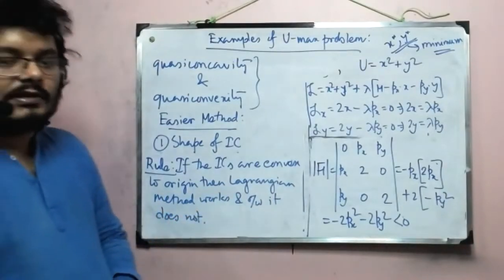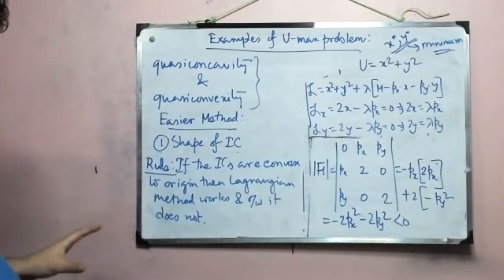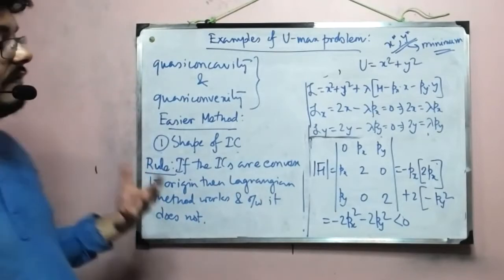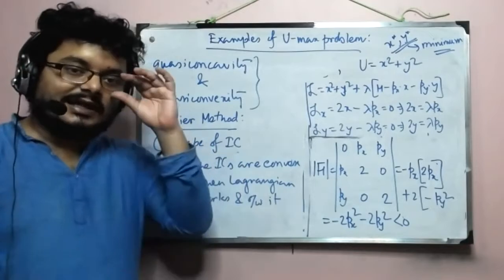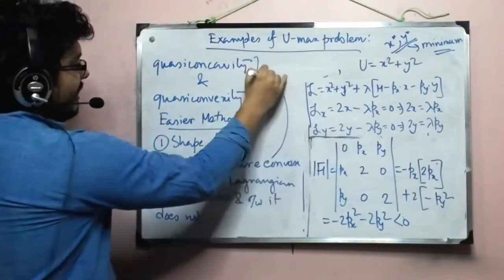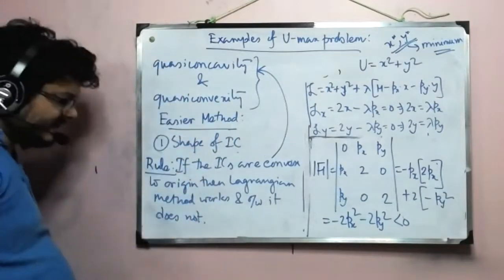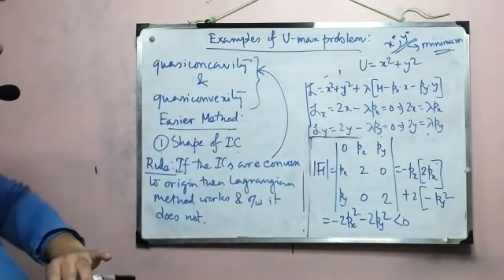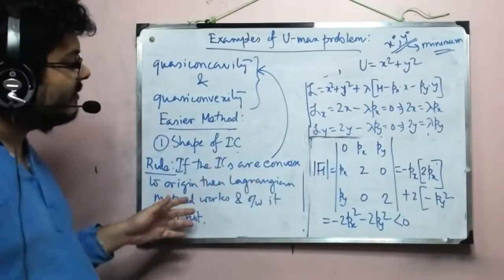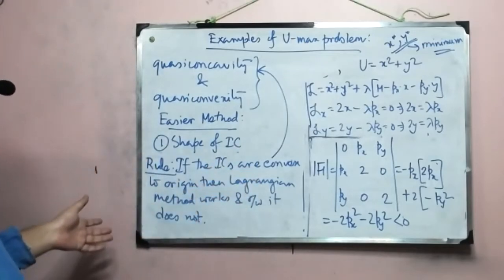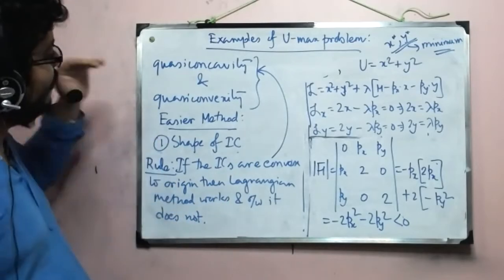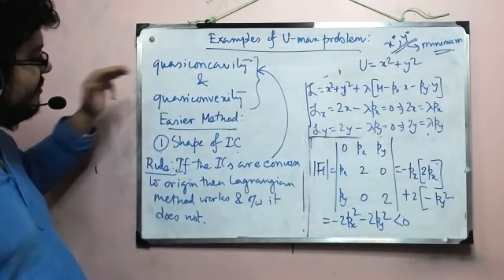Okay. So if the ICs are convex to the origin, then the Lagrangian method works, and otherwise it does not. Now, obviously, you know that if you have convex to the origin ICs, that basically says that in 3D, the utility function is quasi-concave. So that's how they are related. But anyways, checking whether the ICs generated by a utility function are convex or not is pretty easy. With a little bit of knowledge of geometry, you can do that. And it is easy compared to checking whether the function is quasi-concave or not.